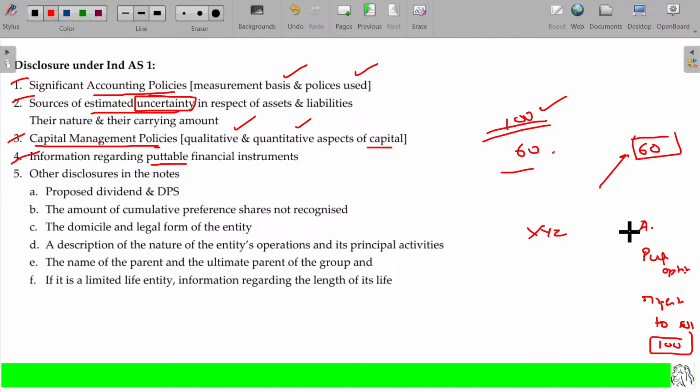No other way. A may sell this to XYZ, and XYZ must accept this one for rupees 100. So XYZ purchases for 100 and sells in the market for 60. The company is going to be loser of 40 rupees. This is called puttable options.